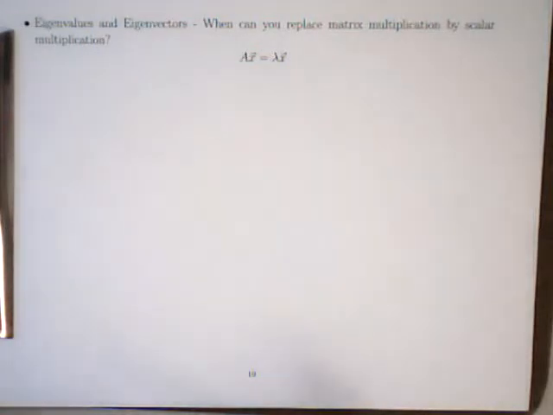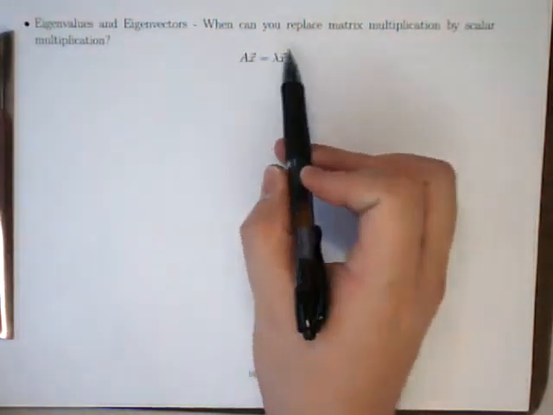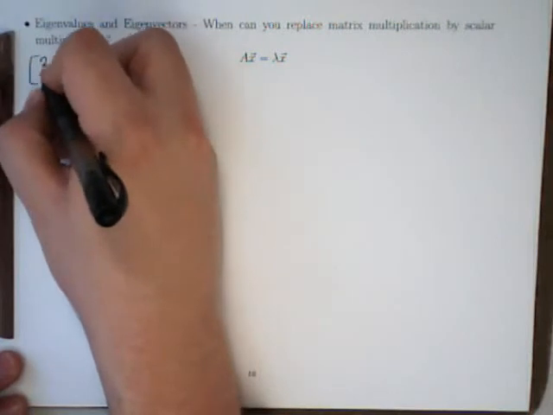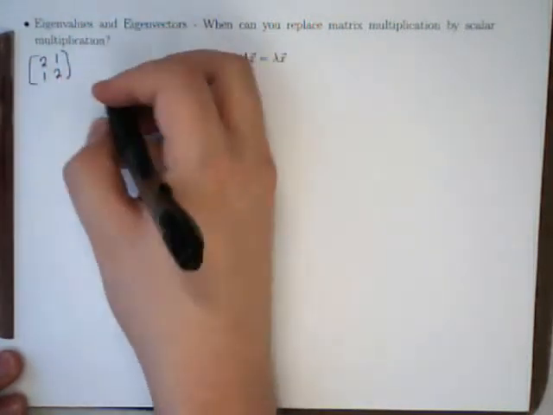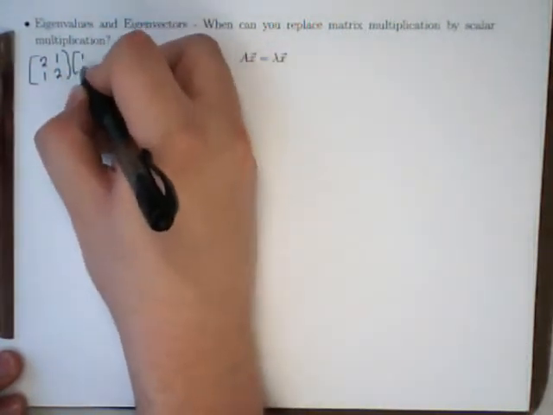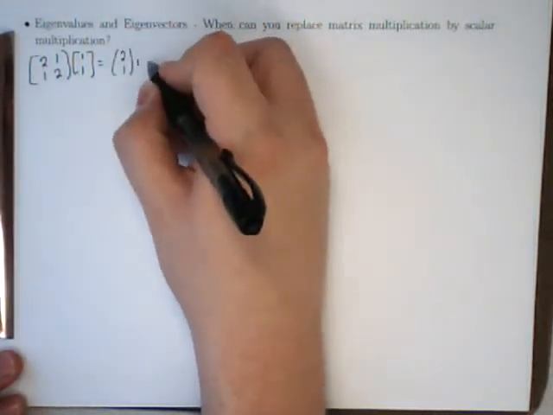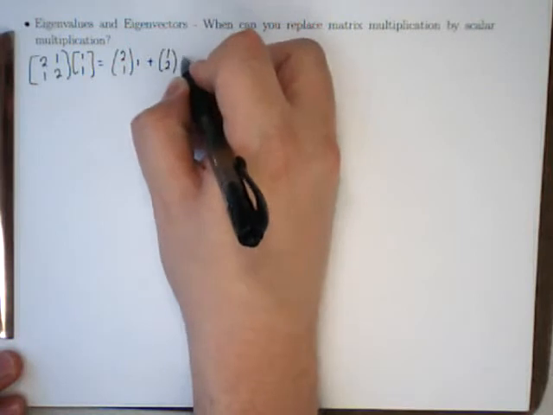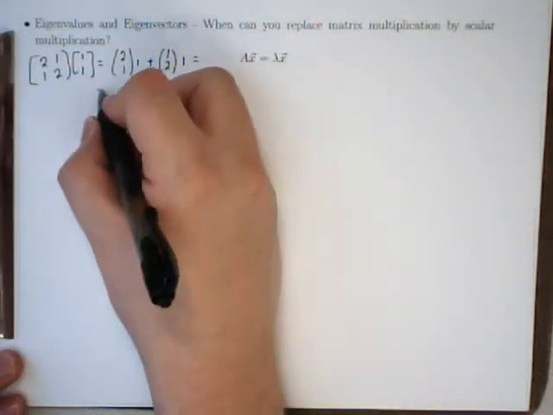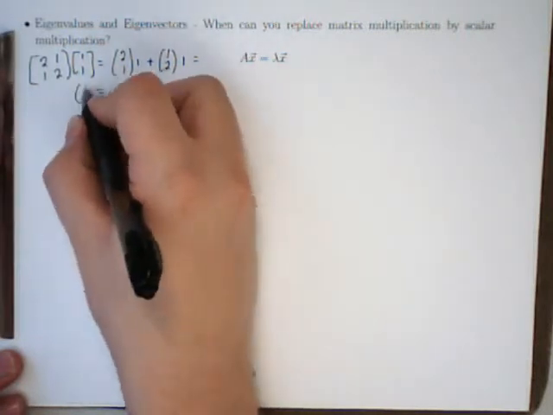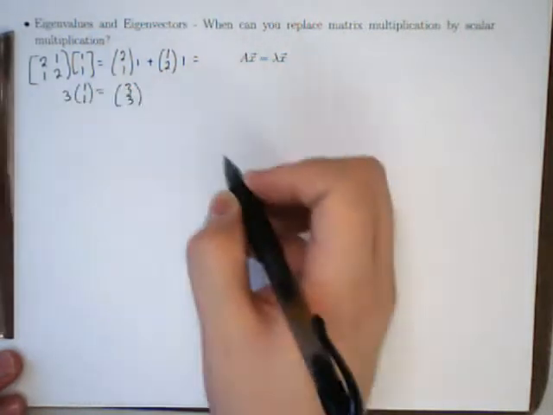In this screencast, we're going to look at eigenvalues and eigenvectors. The idea behind eigenvalues and eigenvectors is: when can you replace matrix multiplication by scalar multiplication? An example of this: let's take the matrix [2, 1; 1, 2] and multiply it by the vector (1, 1). That's the same thing as taking (2, 1) times 1 plus (1, 2) times 1, which yields (3, 3). Well, that is the exact same thing as (1, 1) times 3.